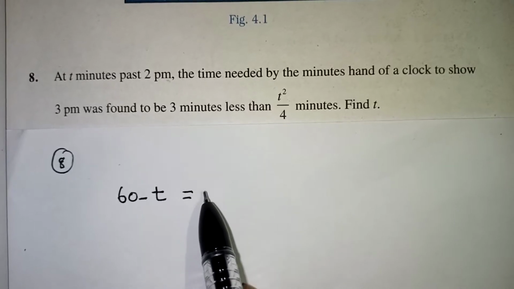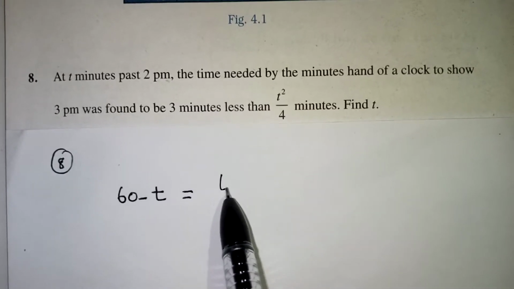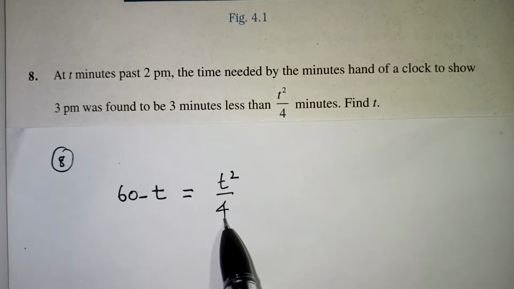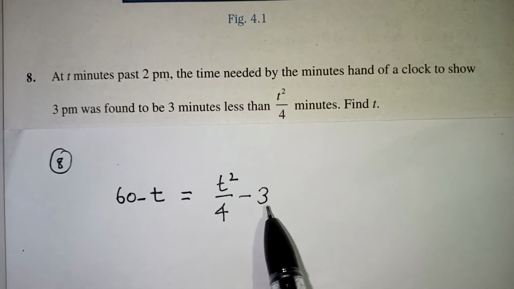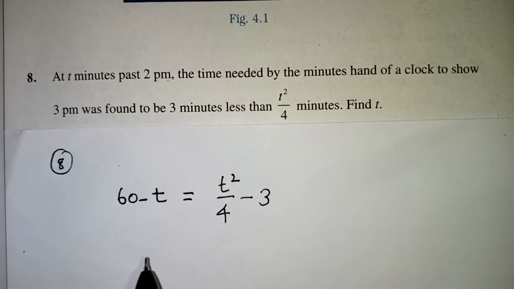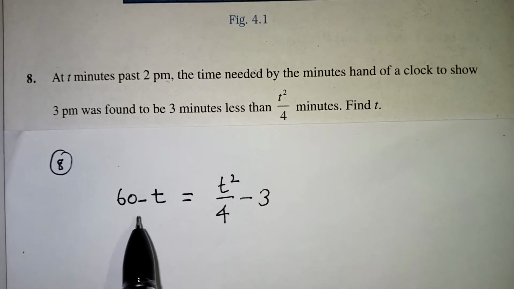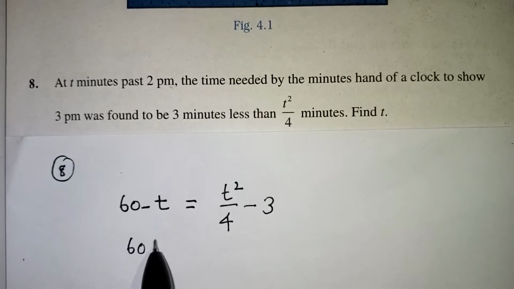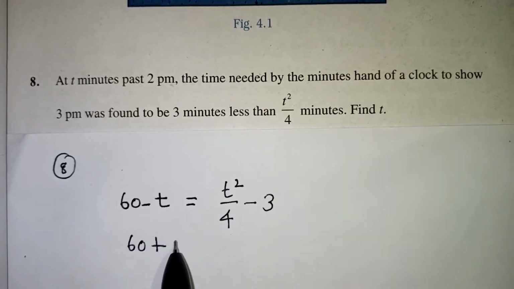Now that is equal to 3 minutes less than t squared by 4. So t squared by 4 minus 3. So 3 minutes less than, so you should take the minus 3. Now we need to solve this equation. Bring all the variable to one side, numbers to another side. This is 60 minus 3. If you bring it to this side, it will become a plus 3.